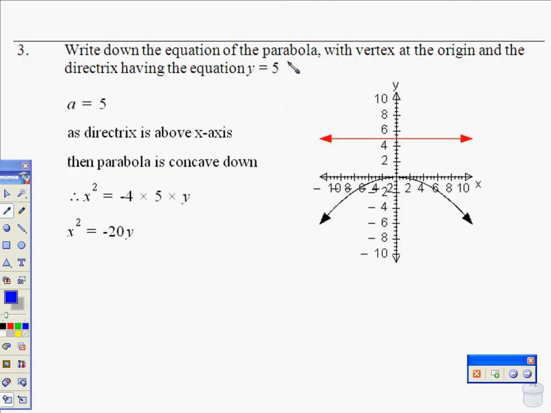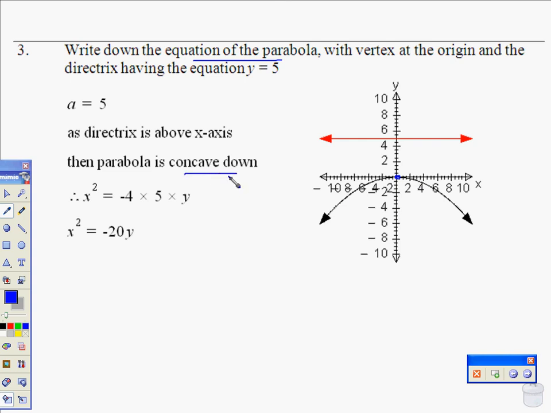In this question, we've got to again write down the equation of the parabola. We're told it's a parabola already, we don't have to prove it. The vertex this time is at the origin again, and the directrix has the equation y equals 5. This one's a little bit different. The directrix this time is above the vertex, not below it, which means our parabola must be concave down. So there's our first key. The vertex is at the origin, the directrix is above the x-axis, so it's got to be concave down. It's got to be going this direction because the focus must be below the x-axis in this case.